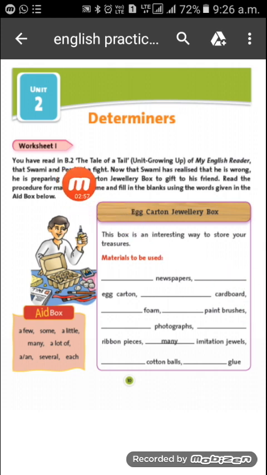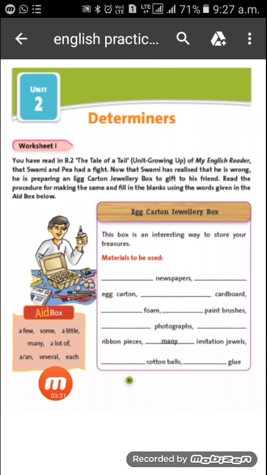You have read in B2 The Tale of a Tale. You have read this chapter in your English reader book, that Swami and Pea had a fight. Now that Swami has realized that he is wrong, he is preparing an egg carton jewelry box to gift to his friend. So read the procedure for making the same and fill in the blanks using the words given in the aid box below. Now here a help box is given, so we will use these determiners from here.